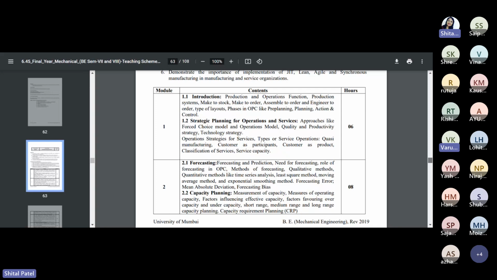So here we can have, explain the production and operation functions, right? That can be the first question. Then the second question may be, define the production systems and classify them. So in detail, I have given you the differentiation of various production systems. You need to explain it. Okay. Now, the next one is make to stock and make to order.